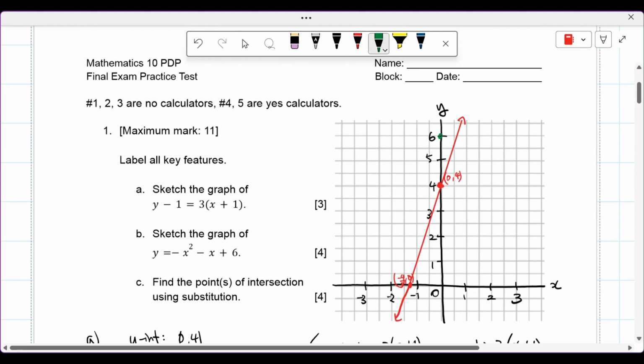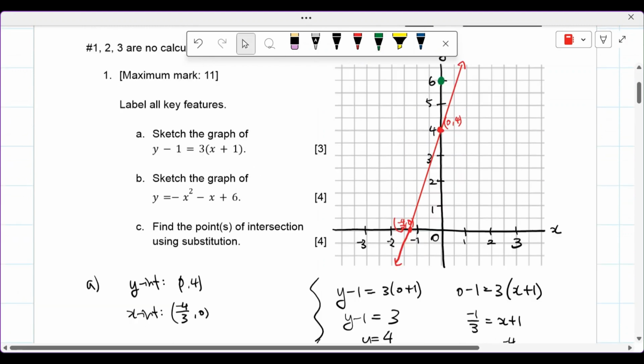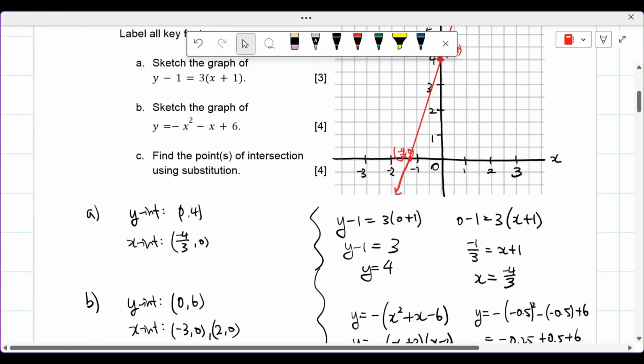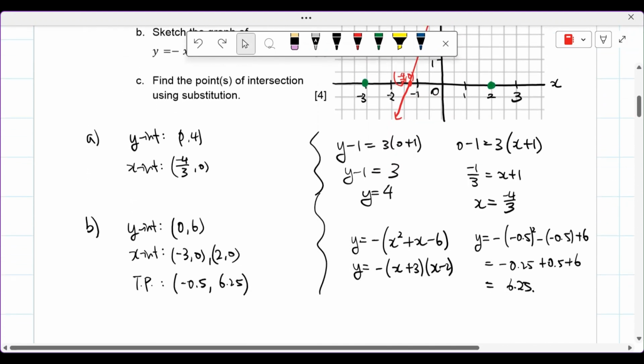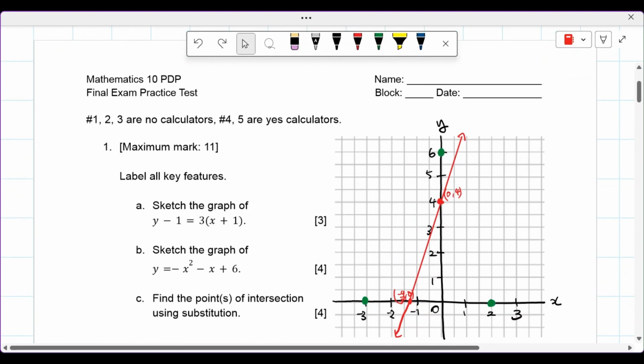Now let's sketch the quadratic function using the green. 0, comma 6 is the y-intercept. And x-intercepts are negative 3, comma 0 and 2, comma 0. And also I know that the turning point is negative 0.5, 6.25. So that's about here. So smoothly connecting these points together, I think I got a graph like this.